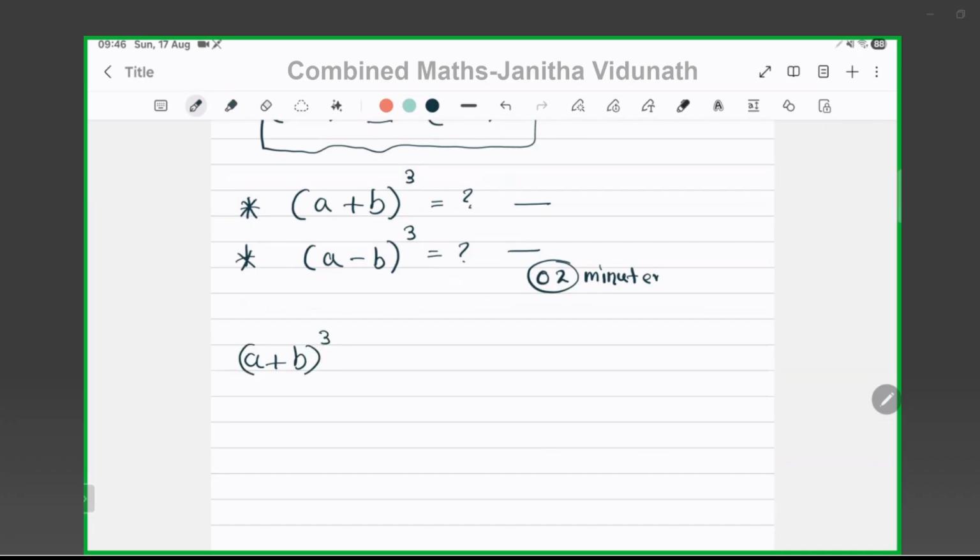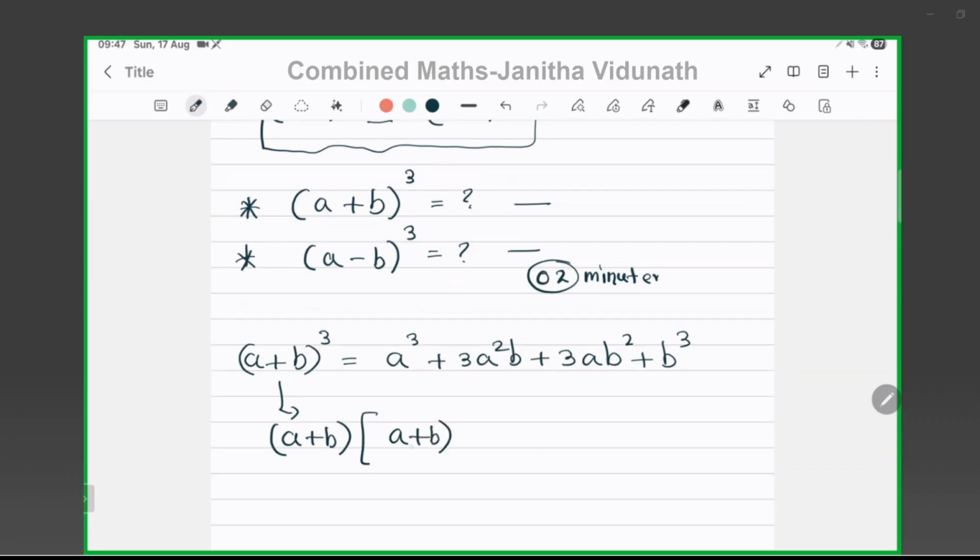Based on all our knowledge, we can write this in one step as a cube plus 3 times a square b plus 3 times ab square plus b cube. If you can't remember this, then we can get it back with our knowledge. Like here, we can rewrite this as a plus b times a plus b whole square.